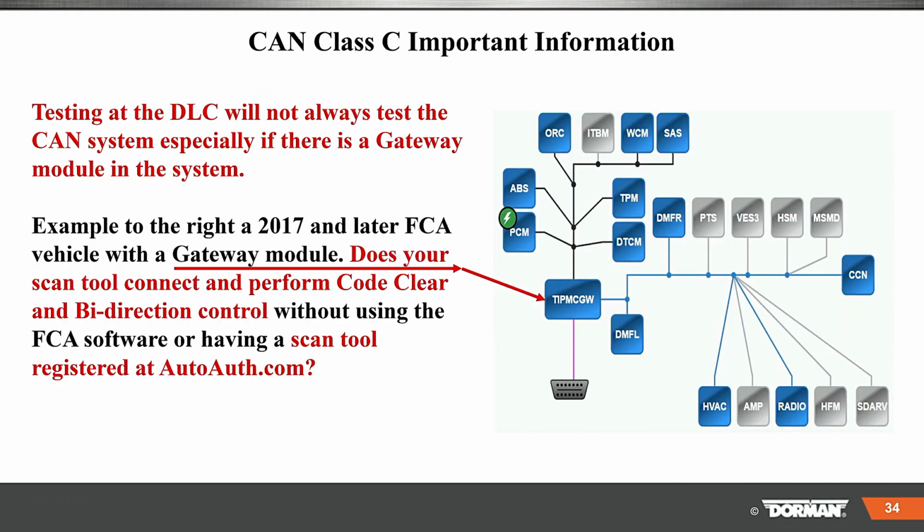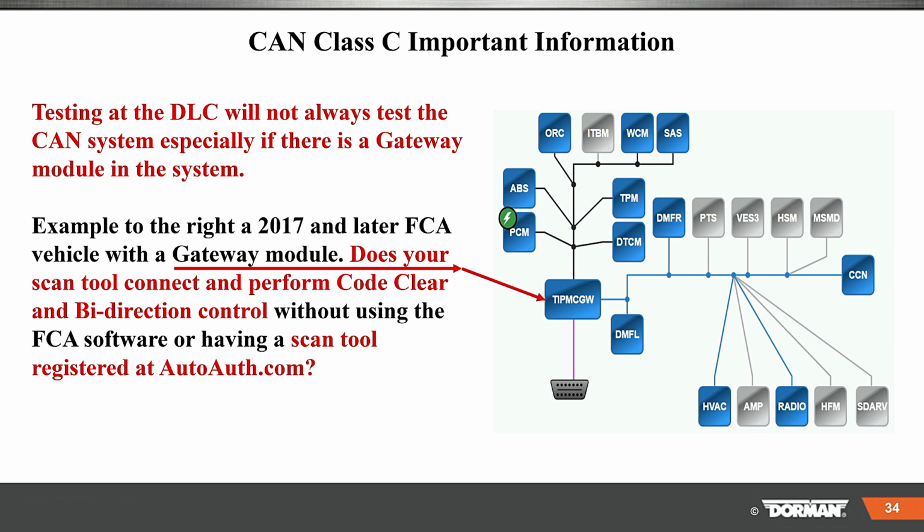So CAN C, testing at the DLC, will not always test the CAN system, especially if there is a gateway module. And this is the Chrysler topography. If we have a gateway module, we won't get to it. Example to the right, a 2017 later FCA, or Stellantis nowadays, scan tool connected, will prevent you from clearing codes. Bidirectional control, you need to go to auto off. This is line 34, so if you didn't write that down before, go to auto off. Okay, that will be real good.